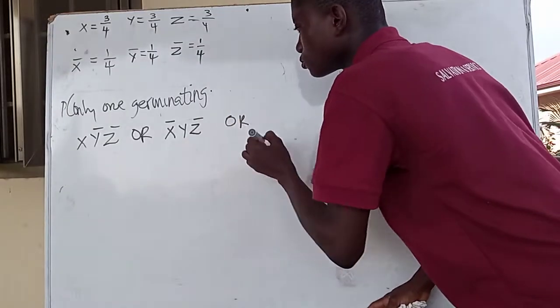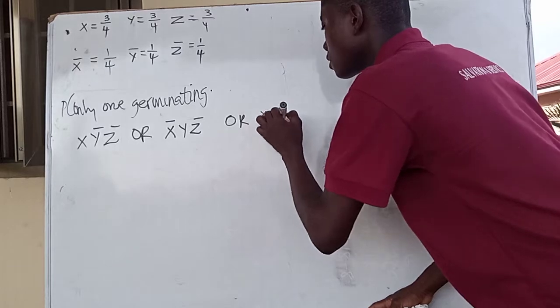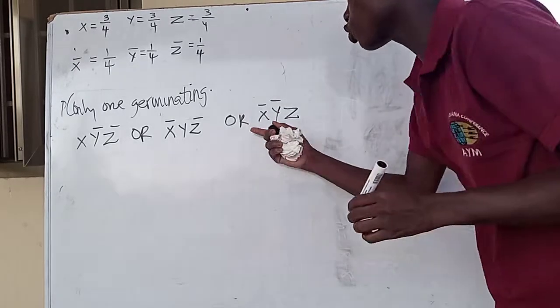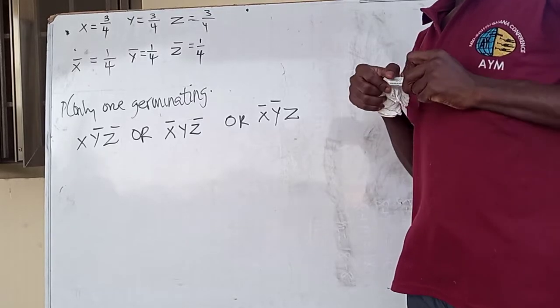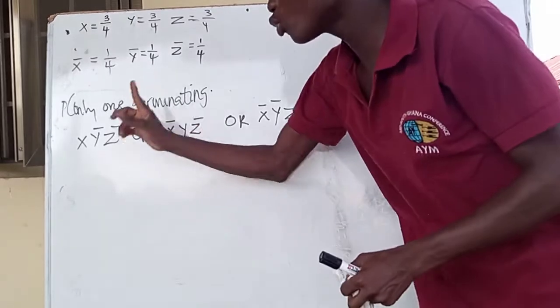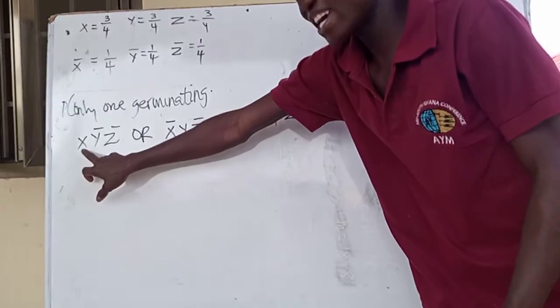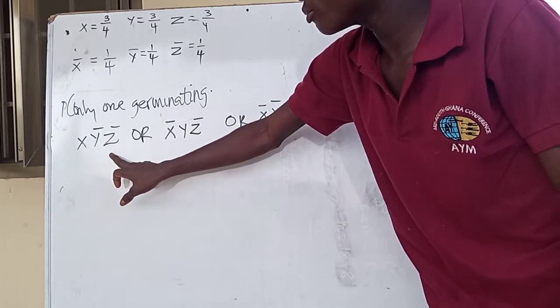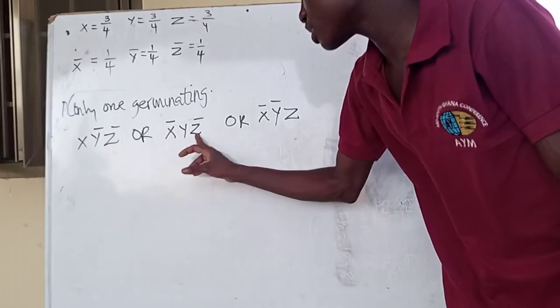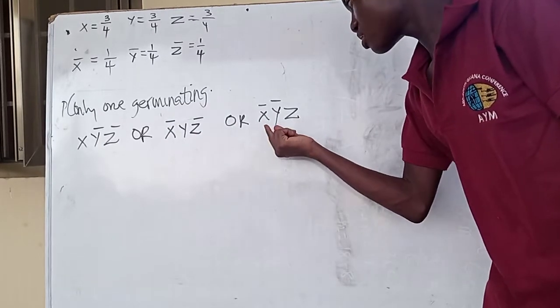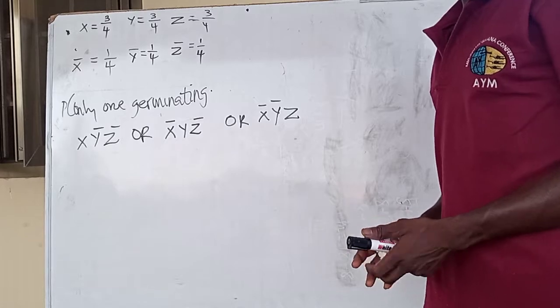Or X will not germinate, Y will not germinate, Z will germinate. Is the understanding coming? Only one will germinate. So X will germinate and the remaining will not, or Y will germinate and X and Z will not, or Z will germinate and X and Y will not.